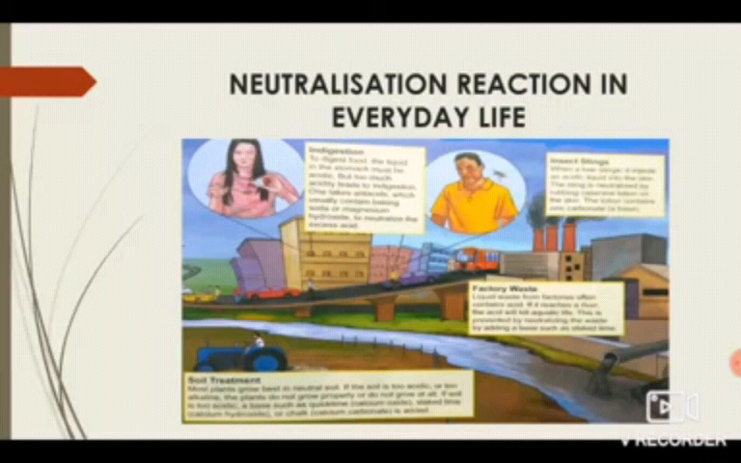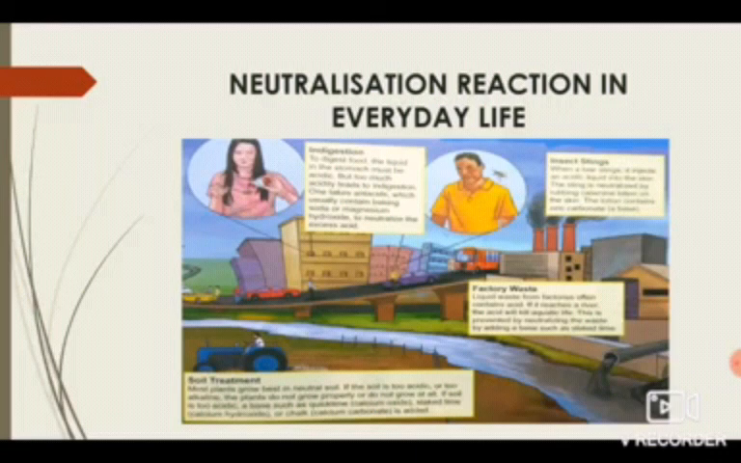The next example is how we can neutralize factory waste. Many factories take out their effluents or waste and put them in the rivers, right? But by doing so, if it contains harmful acids or bases, this may cause a lot of damage to the animals that live in the water. So before this factory waste is thrown out, it is treated with an acid or a base to neutralize it, and then it is thrown into the river so that the animals are not harmed.